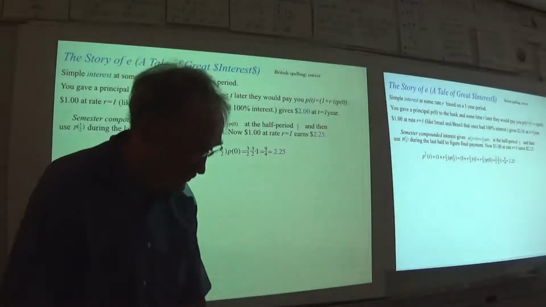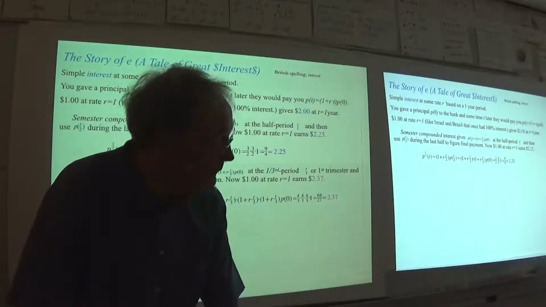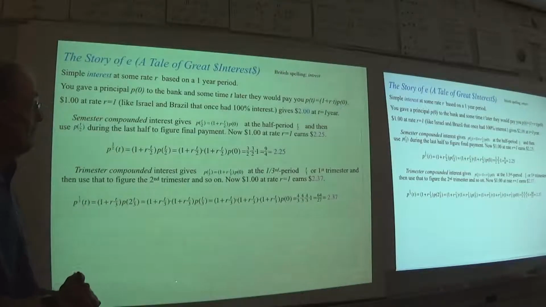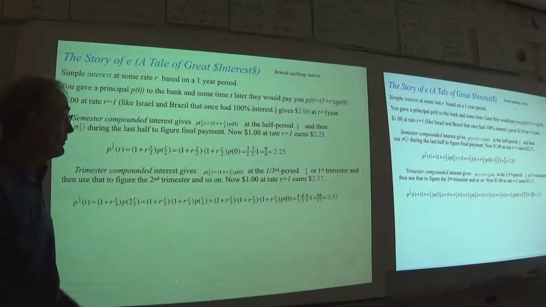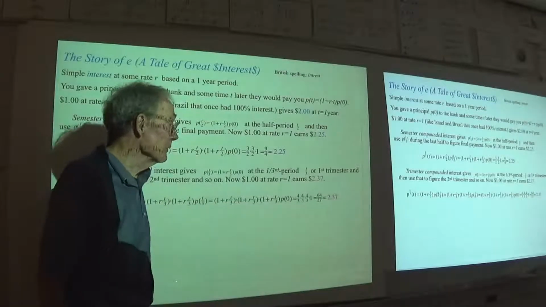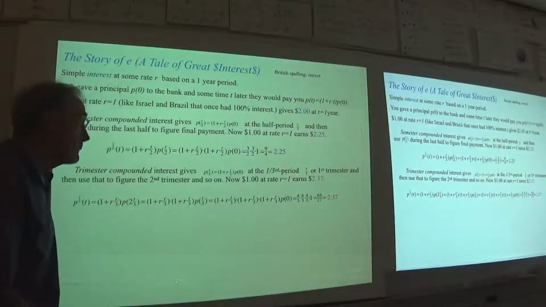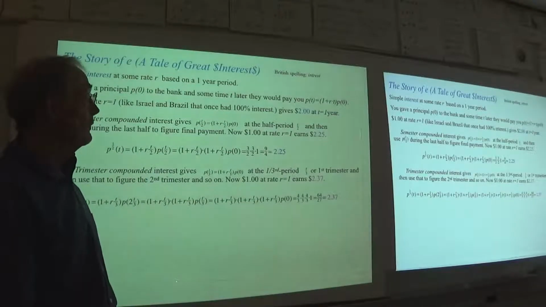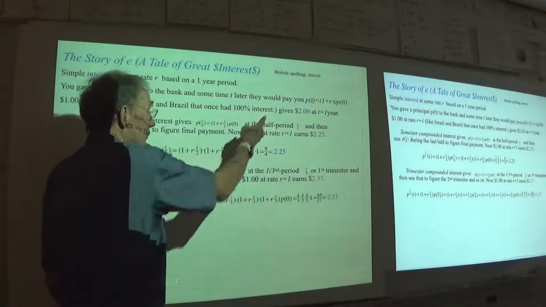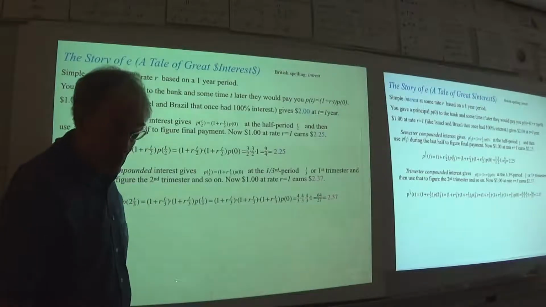So that is a situation that is part of our ancient banking system. Now, if you're going to do it in a trimester, if you're going to do it 3 times, so you have 3 factors on a principal like that, well, you get even more. Now you get 37 cents added to what was originally just $2 in an ordinary single banking period.